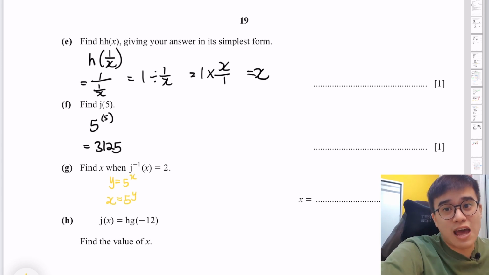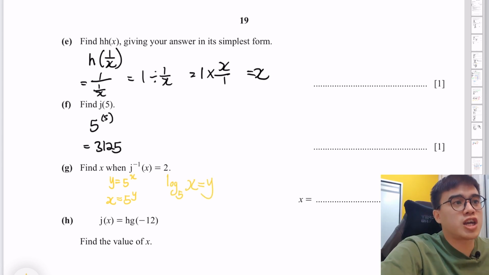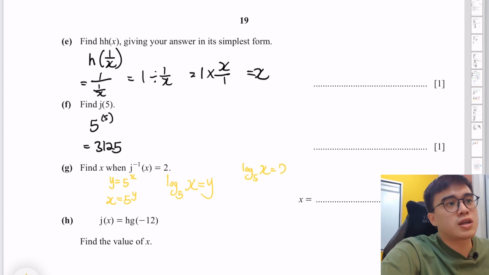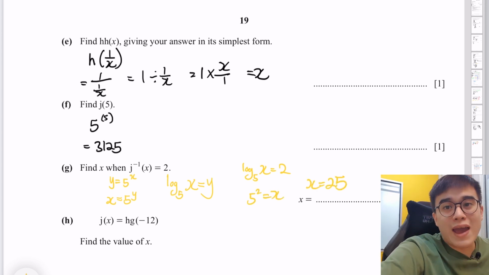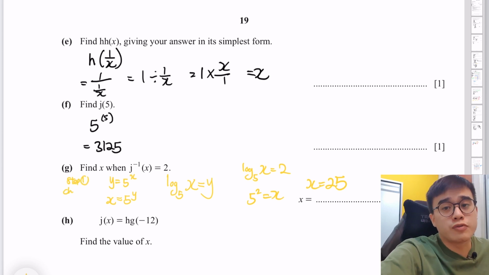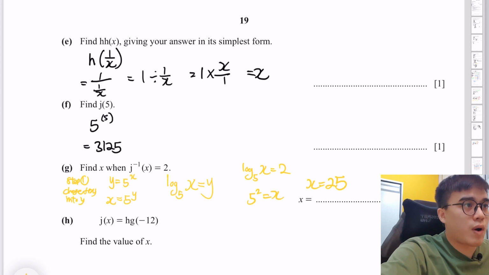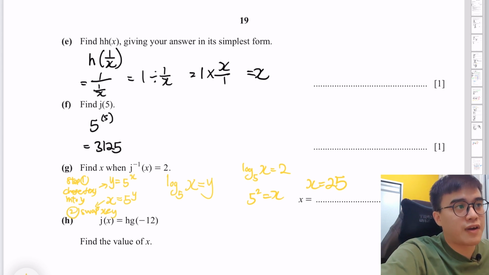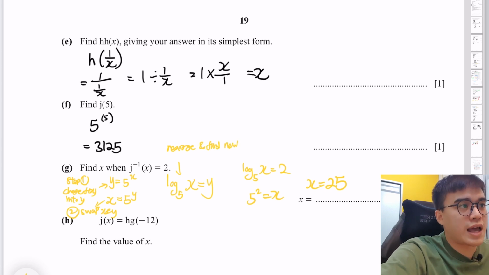For g, on the other hand, this one is slightly tricky, and I always use logarithm to get this sorted out as efficiently as possible. Similar steps as previous, change function j into y first. So I got y equals 5 to the power of x. Swap the x and y's positions, I get x equals 5 to the power of y. Then to rearrange y as the subject, I'll be using logarithm with a base of 5. So now j's inverse will be log with a base of 5 of x. When this equals 2, I can write 5 squared equals x. X will actually be 25.